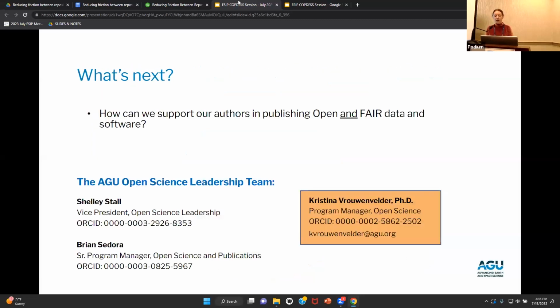So I'm sharing this because our mission at the AGU, we don't want to just share open data and open software. We want it to be findable and accessible and interoperable and reusable. We want our authors to be able to reuse that data, reuse that software, and we want to make sure that we can direct them, that we can support them, that we can guide them to the right ways to making that data and software not just out there, but actually contributing to science.